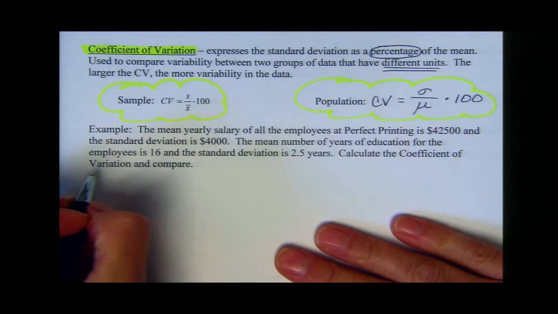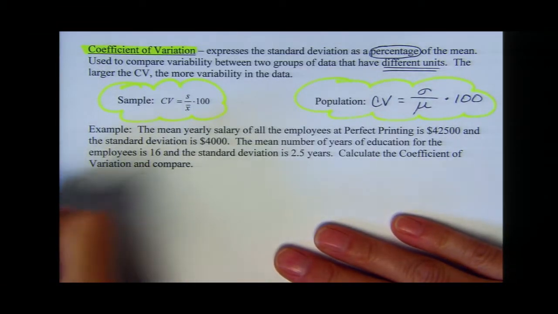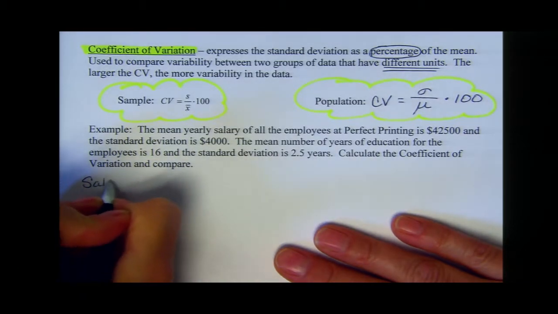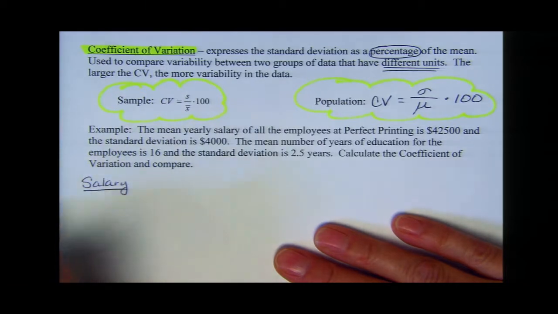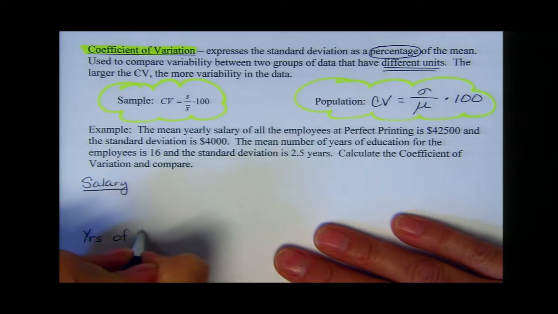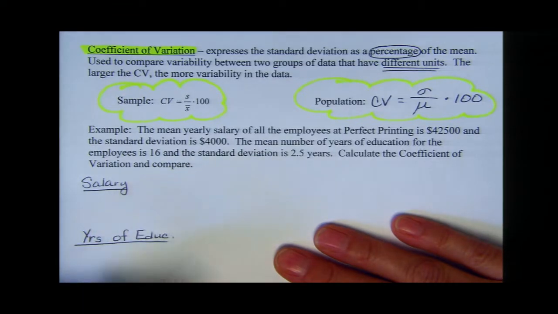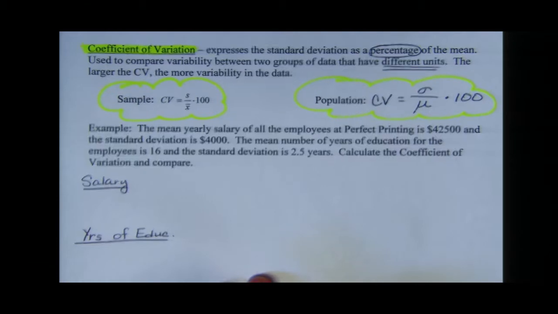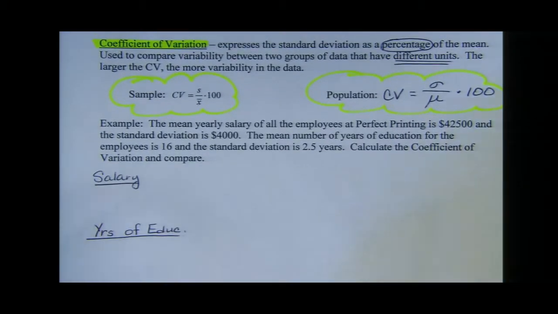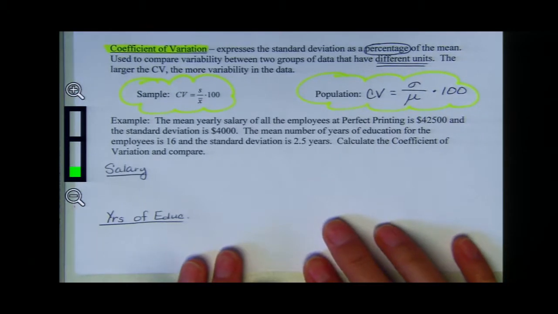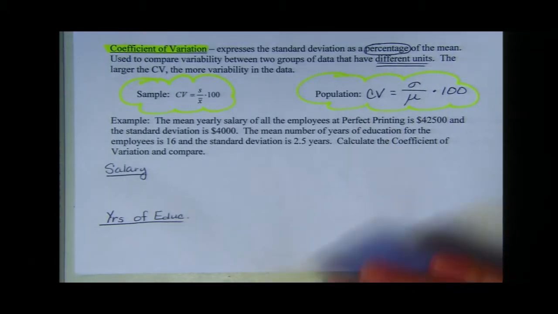Well, here's why we have to use the coefficient of variation, because we are comparing salary to years of education. Well, how do you compare those two? Is $1 equivalent to 1 year of education? I sure hope not. So that's why we're going to convert them into percentages so we can compare a percent to a percent.